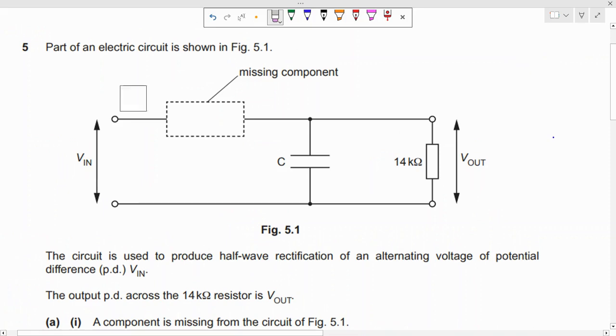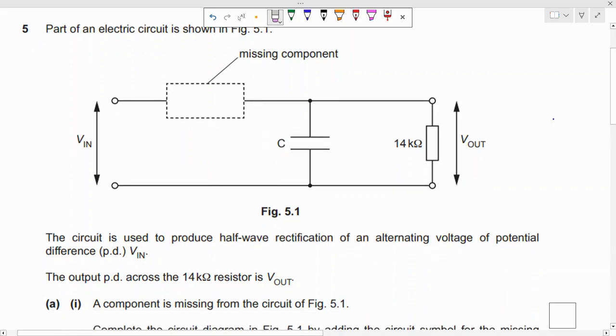Look at this. Part of an electric circuit is shown in the figure. Here, they have missed some component, the missing component. Okay, we will analyze the circuit, for what purpose it is used. Let us analyze that one and we will answer the questions. First of all, look at this.